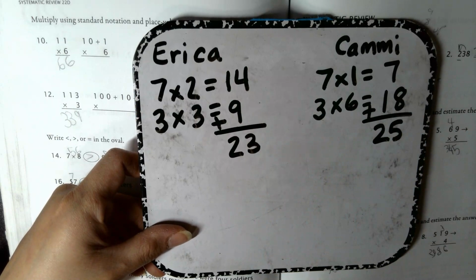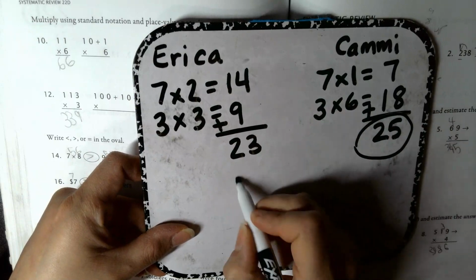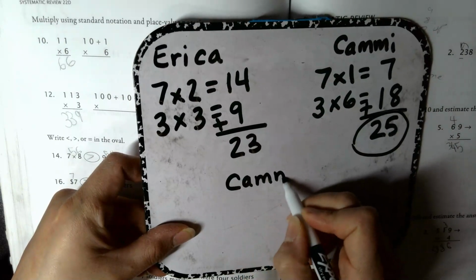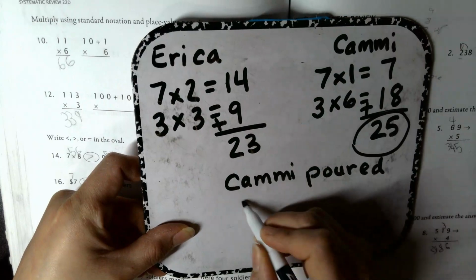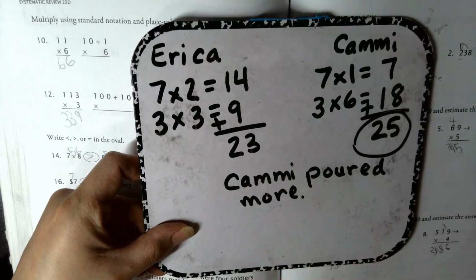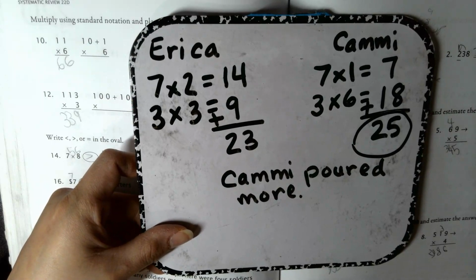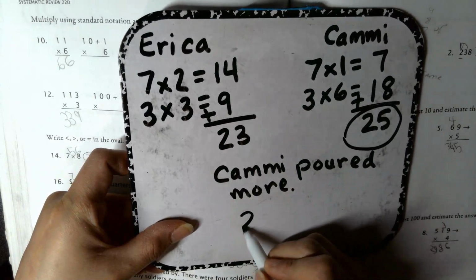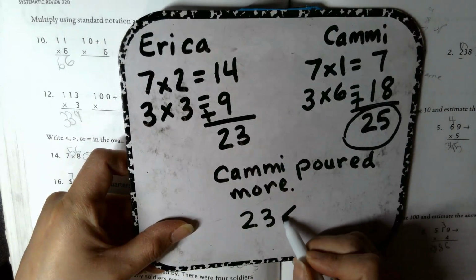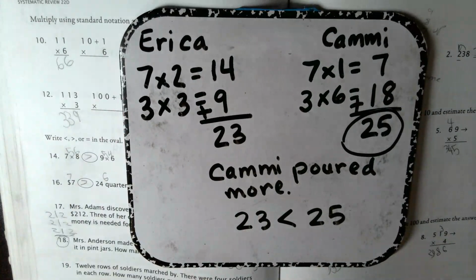Now it says at the bottom, who poured more water? Cami poured more water, so we can say Cami poured more water, or poured more. Okay. Now it says, write the amounts as an inequality using less than or greater than. So we can put 23 is less than 25. And that's how we solve that one.